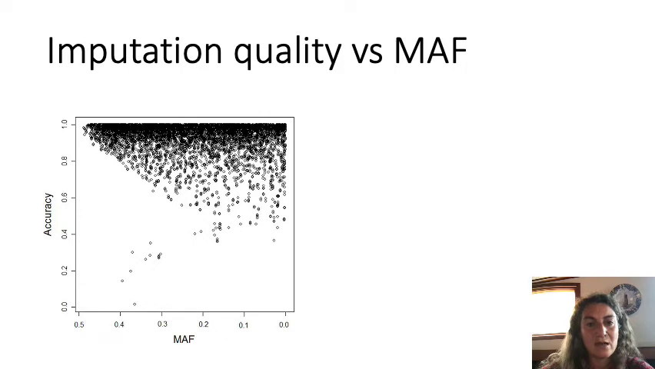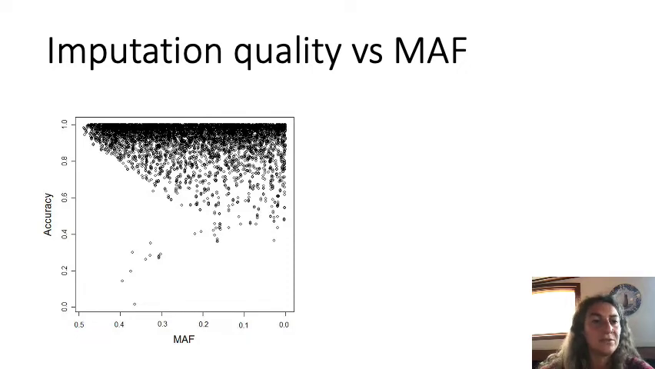For instance, this is an example figure. This shows a typical relationship between minor allele frequency and imputation quality. On the y-axis you see the imputation accuracy as determined by imputation quality, by R-square or InfoScore from different softwares, and on the x-axis you see the minor allele frequency. You see that the accuracy is top when the minor allele frequency is high, when the allele is common, and then the accuracy goes lower where the minor allele frequency goes lower as well.